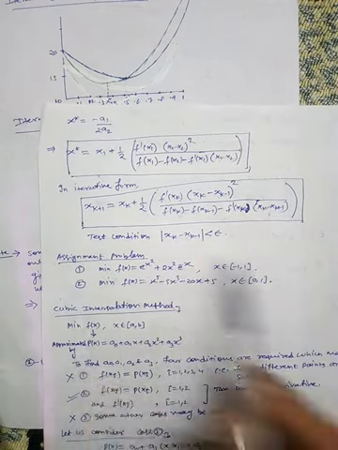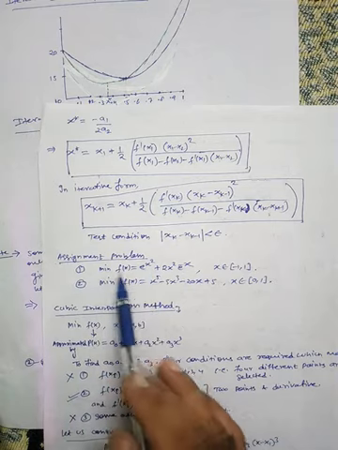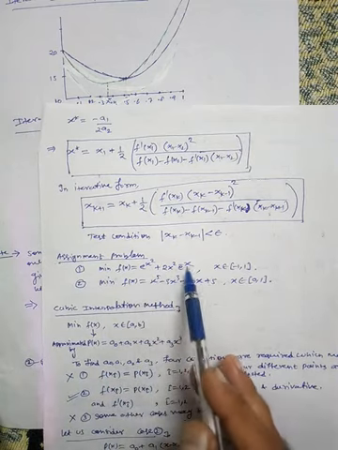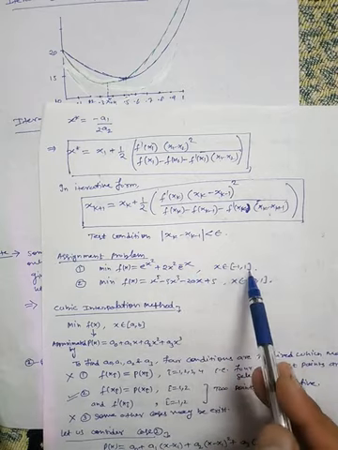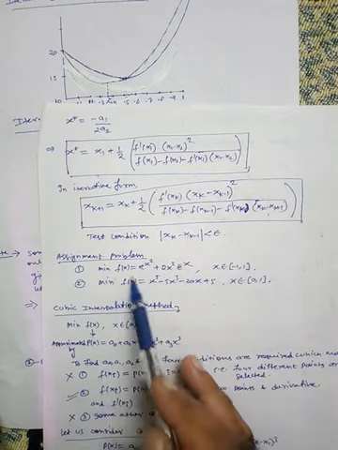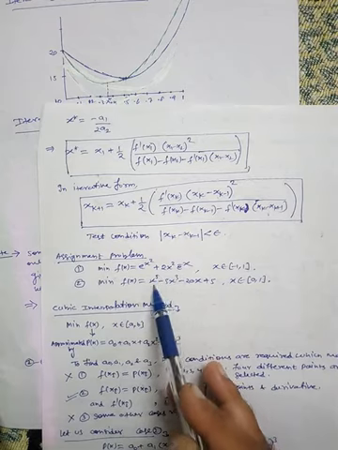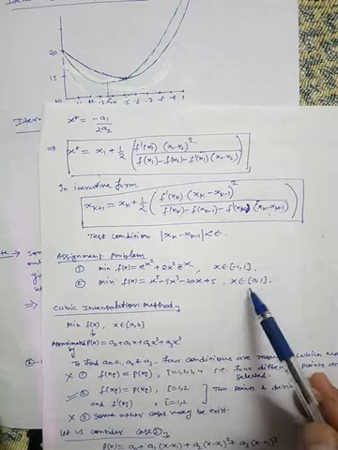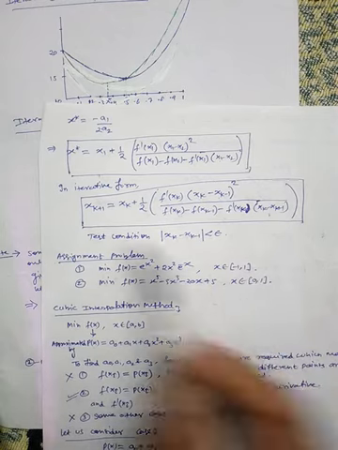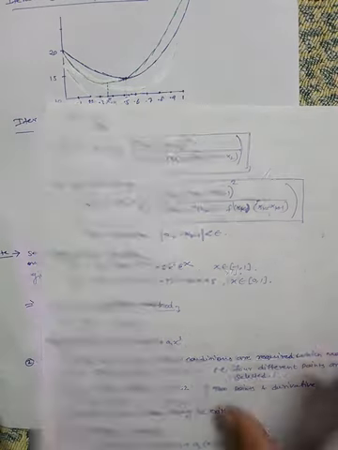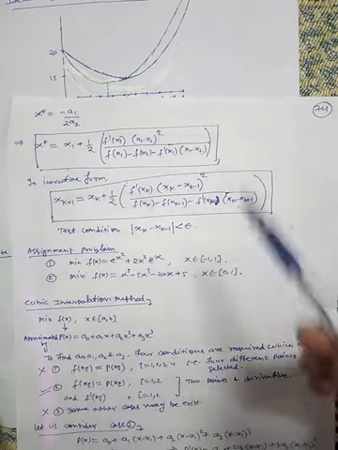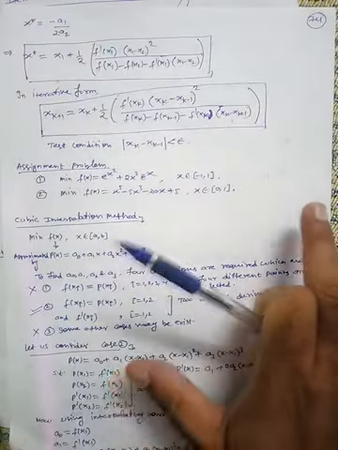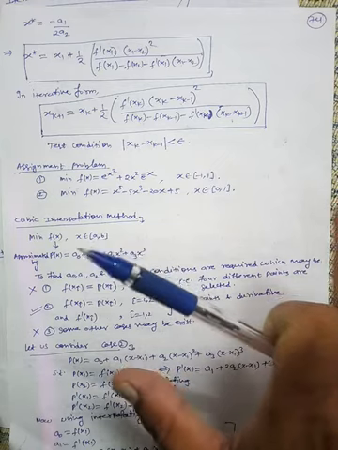You can apply this method in this problem: minimum of f of x is e raised to the power x square plus 2x square e raised to the power minus x in the range minus 1 to 1. Similarly, the second problem is f of x equals x raised to the power 5 minus 5x cube minus 20x plus 5, where x varies from 0 to 1. I am giving you another assignment based on this numerical optimization. So this is the quadratic interpolation based method.